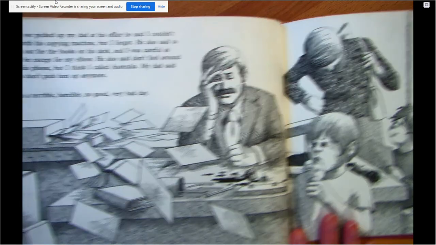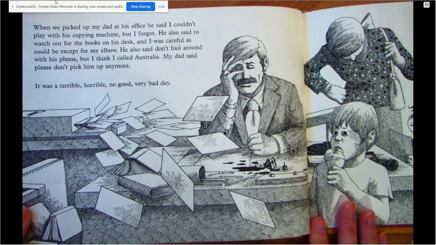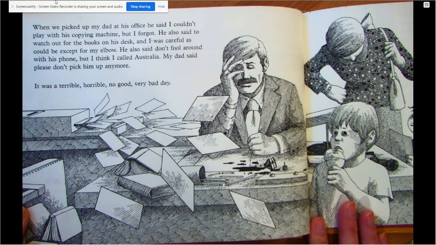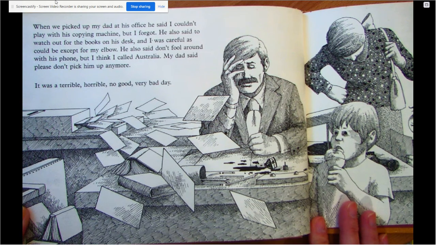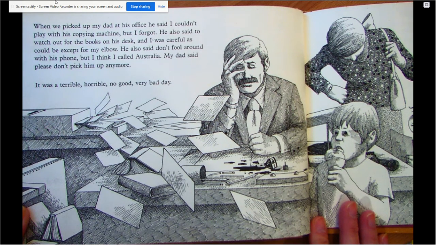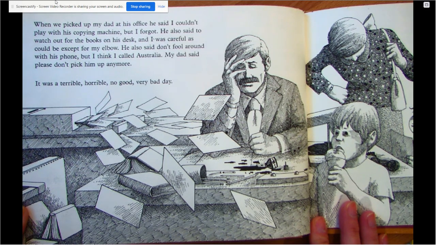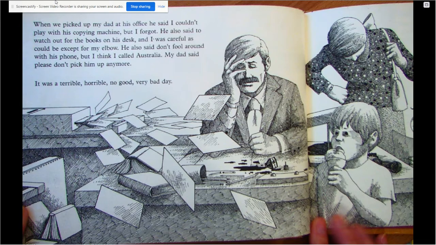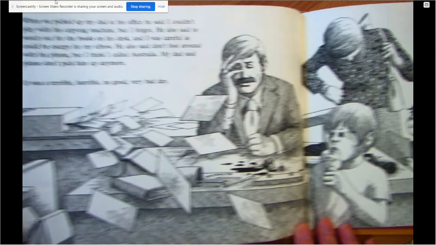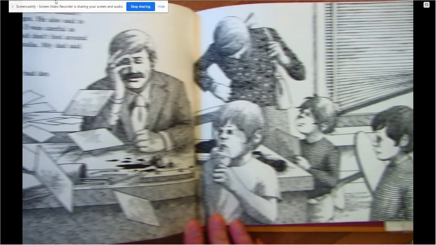When we picked up my dad at his office, he said I couldn't play with his copy machine, but I forgot. He also said to watch out for the books on his desk, and I was careful as I could be, except for my elbow. He also said don't fool around with his phone, but I think I called Australia. My dad said please don't pick him up anymore. It was a terrible, horrible, no good, very bad day.